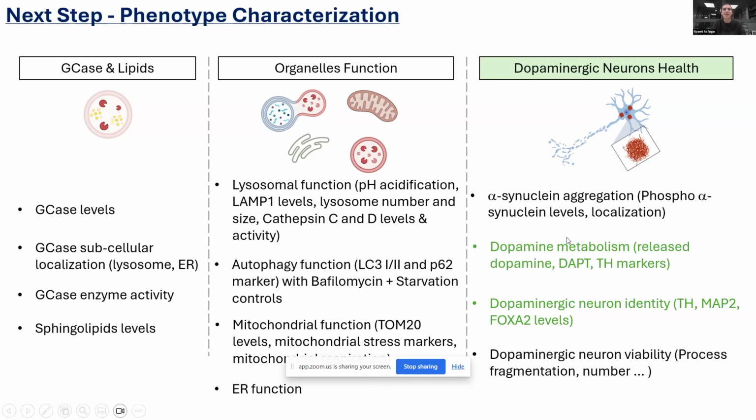And another thing that we would like to see in the neuronal phenotyping characterization is the alpha-synuclein aggregation and the dopaminergic neuron fragmentation, that is mostly parallel to the dopaminergic neuron loss. And then we will go more deeply in the characterization by looking at organelle function, so lysosomal function, autophagy function, and mitochondrial function, and probably ER function too, which is quite underlined in this late paper in GBA patients as well.